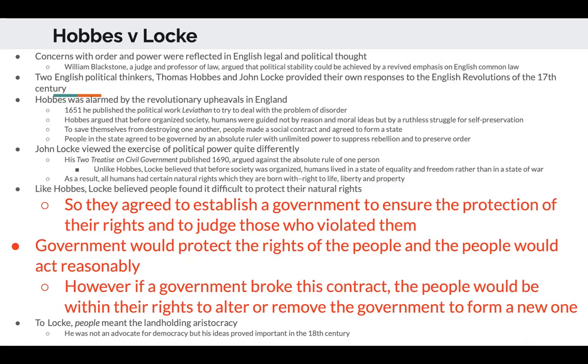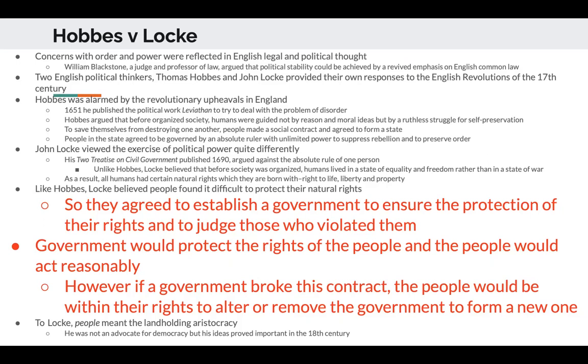In 1651, he published his work, The Leviathan, to try and deal with the problem of disorder. Hobbes argued that before an organized society was created, humans were guided not by reason or moral ideas, but by a ruthless struggle for self-preservation. To save themselves from destroying one another, people made a social contract and agreed to form a state. People in the state agreed to be governed by an absolute ruler with unlimited power to suppress rebellion and preserve order. Locke was the opposite. He viewed the exercise of political power quite differently.